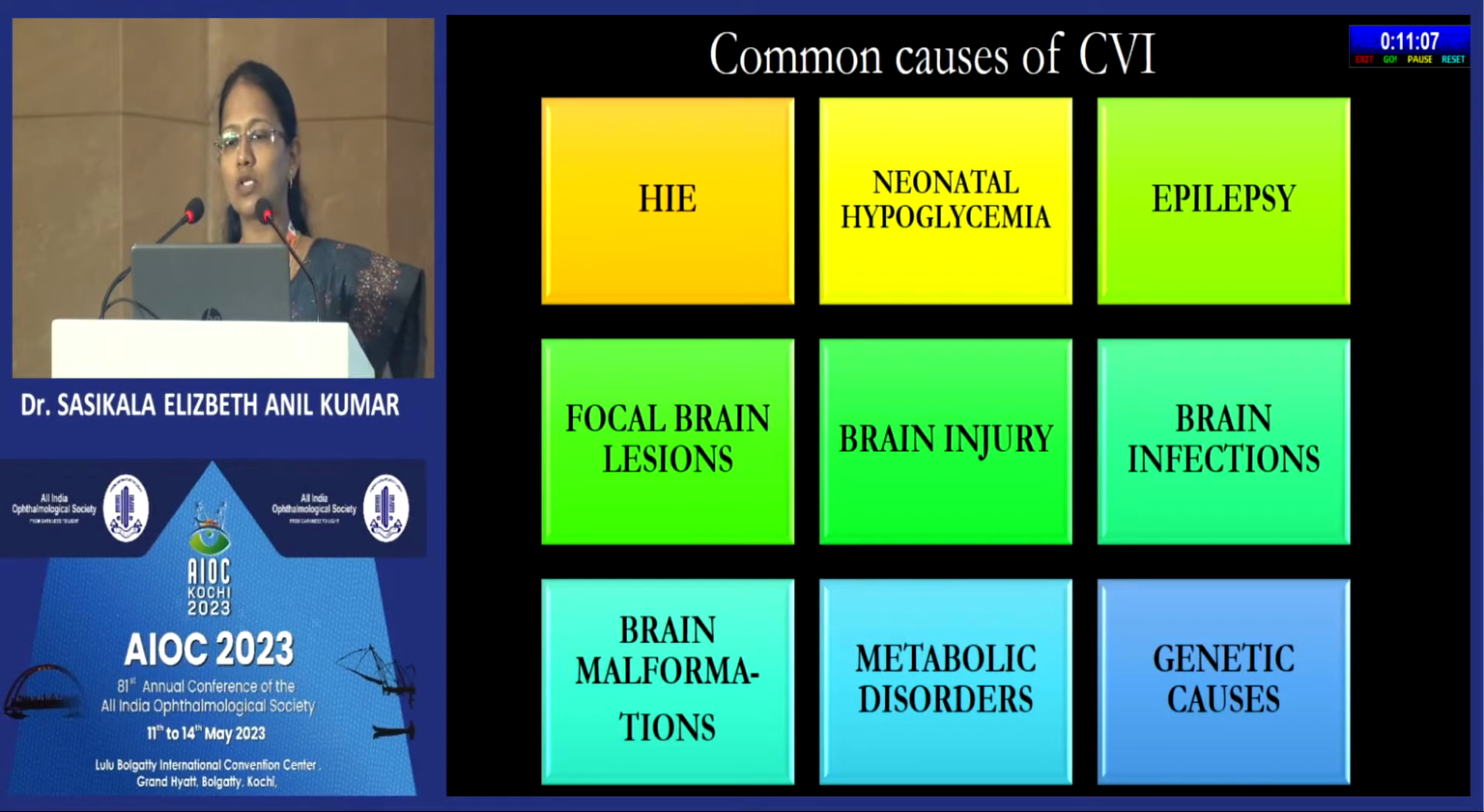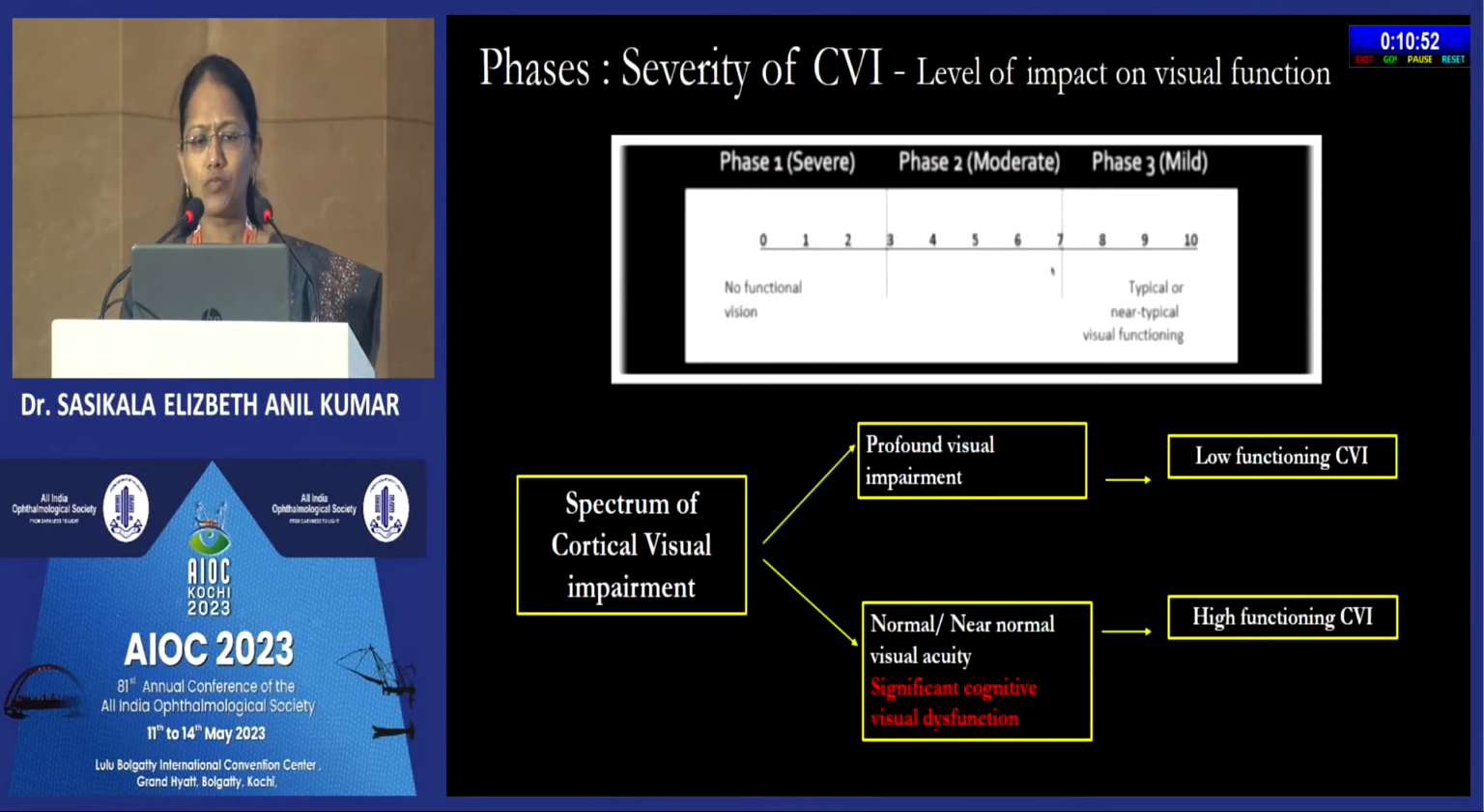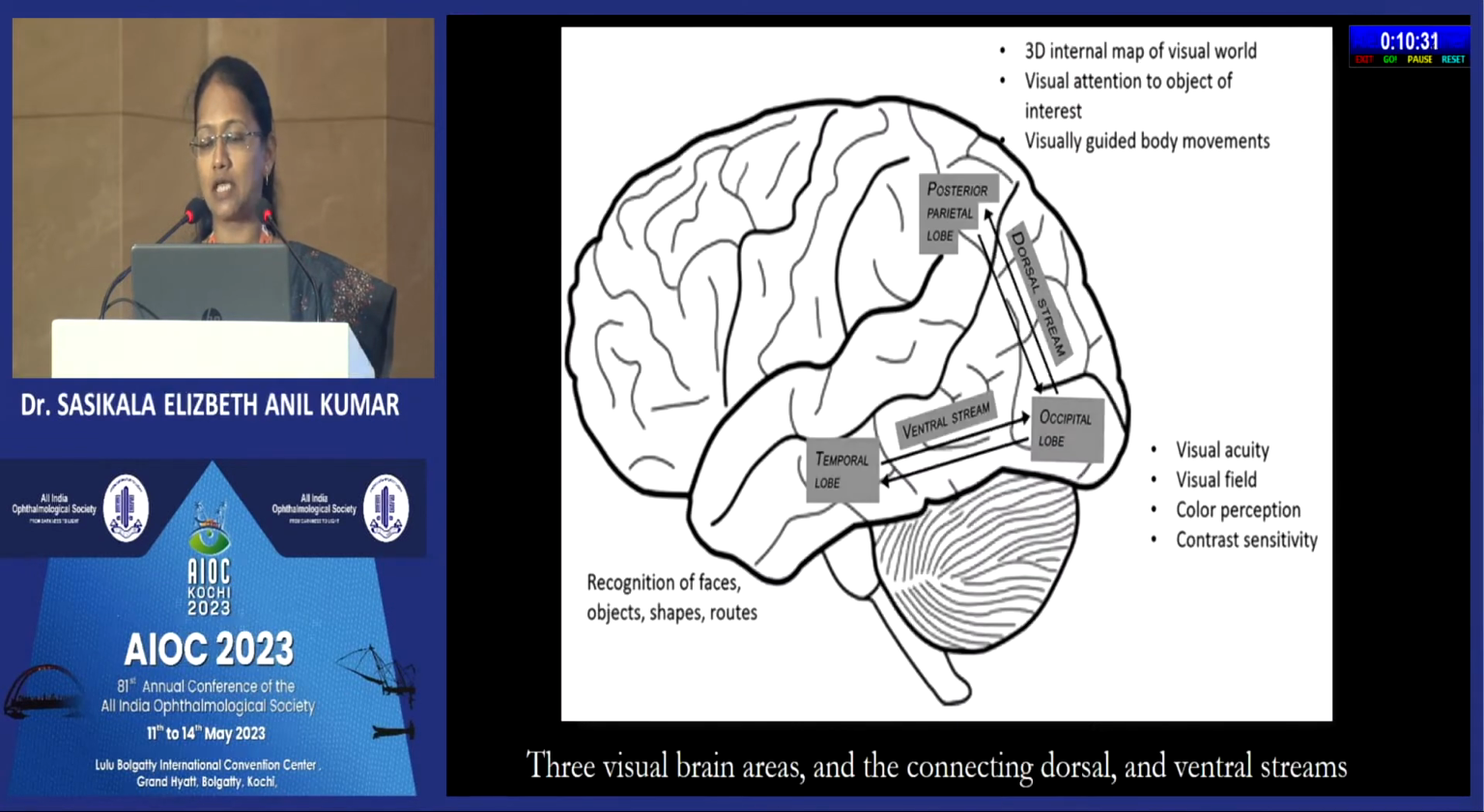The most common cause is hypoxic ischemic encephalopathy, followed by neonatal hypoglycemia. These result in periventricular leukomalacia. The other reasons are epilepsy, focal brain lesions, injury, infections, malformations, metabolic and genetic causes. Based on the severity, that is the impact on visual function, CVI is divided into severe, moderate and mild. Spectrum wise, children who have profound visual impairment are grouped as low functioning CVI, and those with normal or near normal visual acuity, the group most often missed, who have a cognitive visual dysfunction, are graded as high functioning CVI.